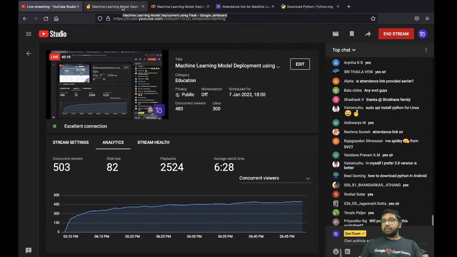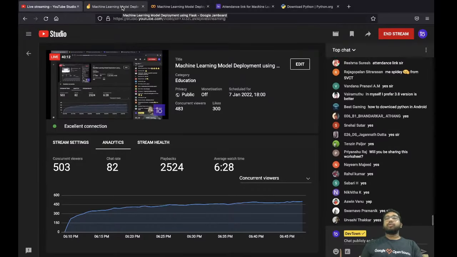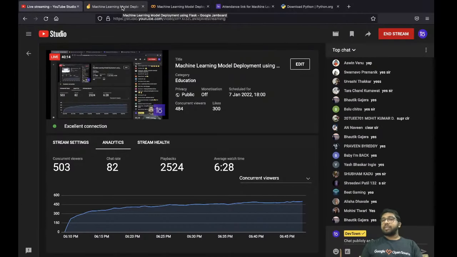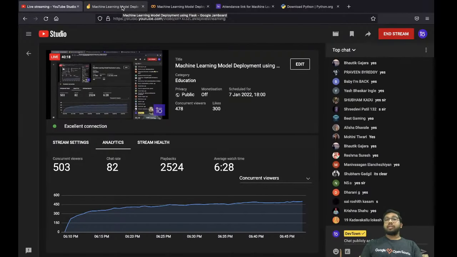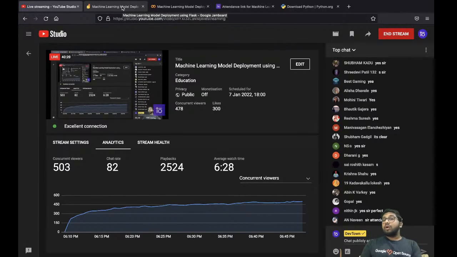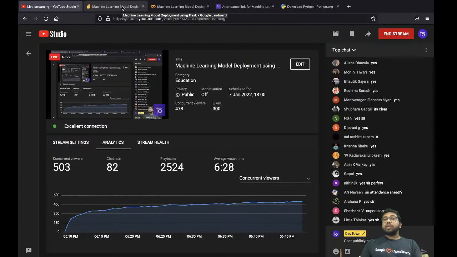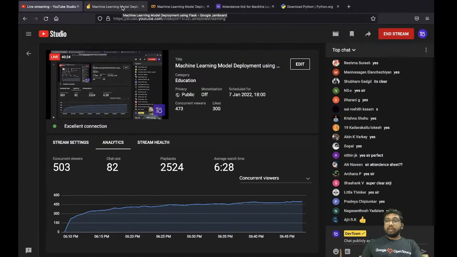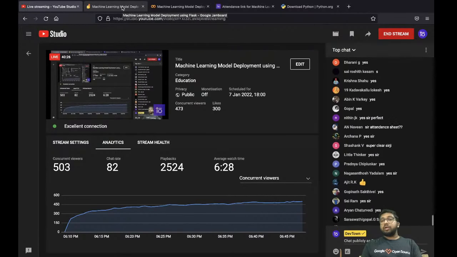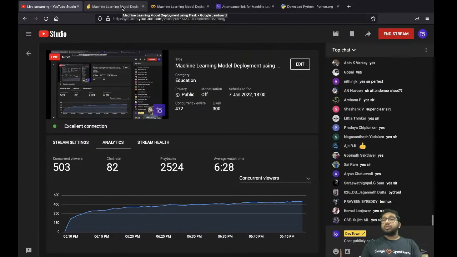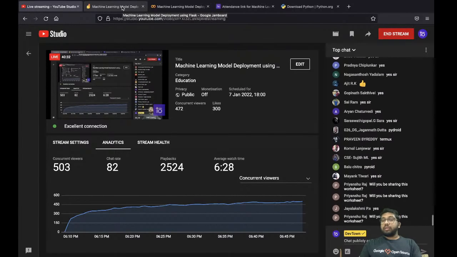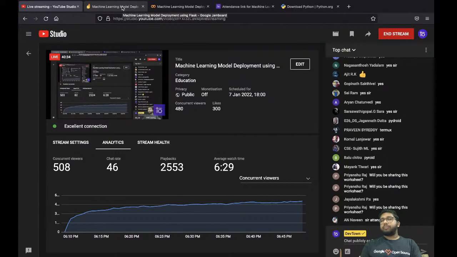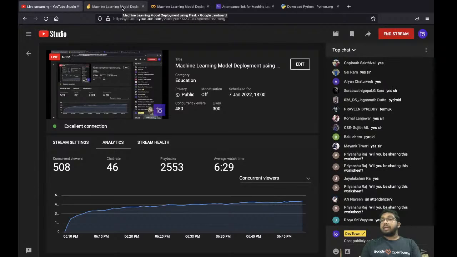How to download Python on Android? You can download an application for Python, right? If you want to use Python on your Android system, that is also possible. Either you can go with Termux and install that manually, or you can go with any kind of IDE or code editor. You can search for Python on the Play Store. Python IDEs and text editors, you will easily get.